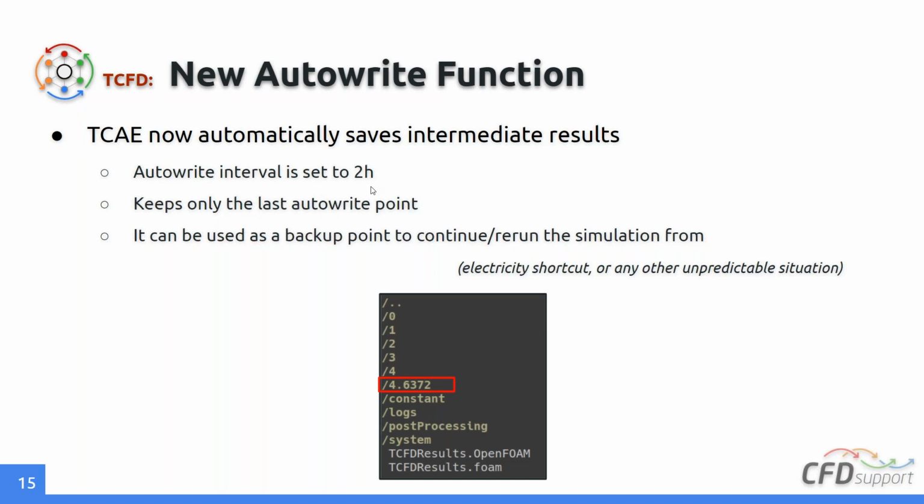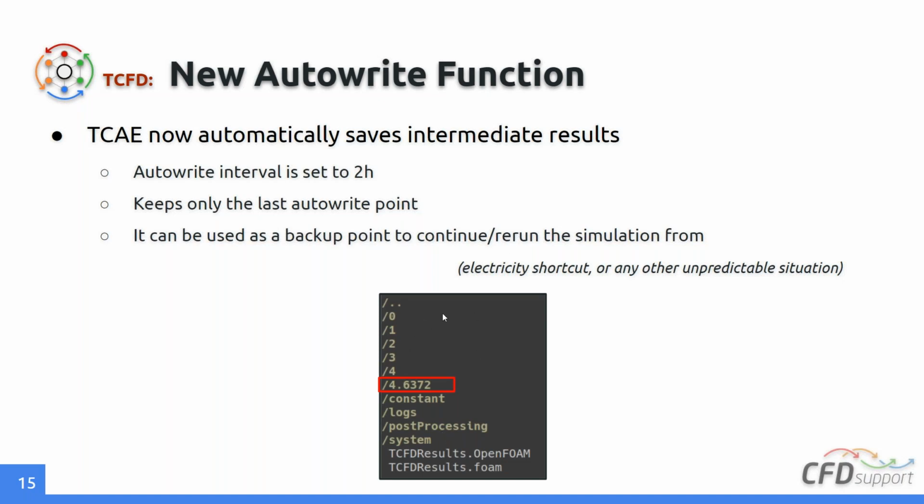So now the auto-write interval is set to 2 hours. So every 2 hours in the background, the intermediate results are stored. After the next 2 hours, again new intermediate results are stored, and the previous are deleted, which allows us, if anything happens, to continue with the simulation when you reopen the case, and you lose only the last 2 hours of simulation at maximum.